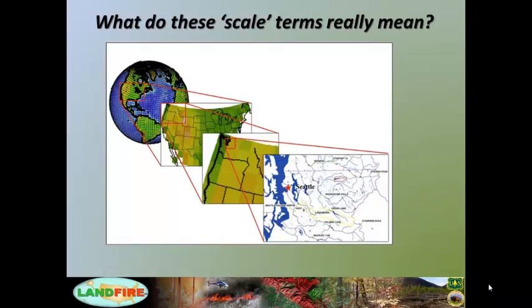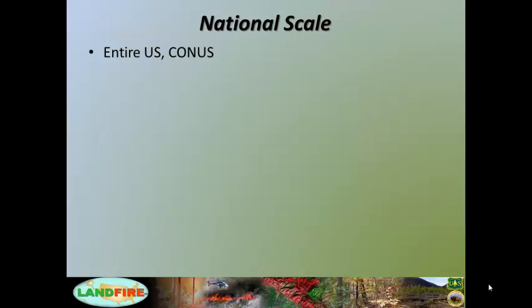So let's try to define these terms: national, regional, very large landscape scale, a little bit better. And I'm going to use real examples to describe what these terms mean as best I can. But you're going to find that they're not explicitly definable, and we'll talk about that as we go along. So national scale is probably the easiest. It means the entire U.S. It could mean continental U.S. Very, very large regions.